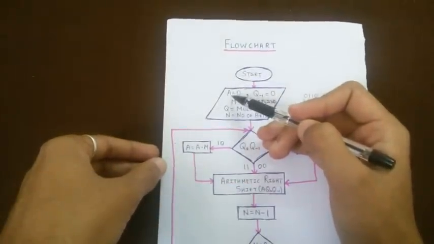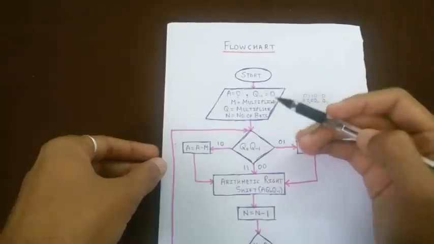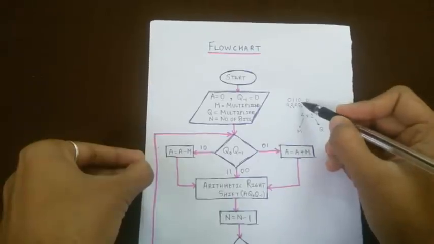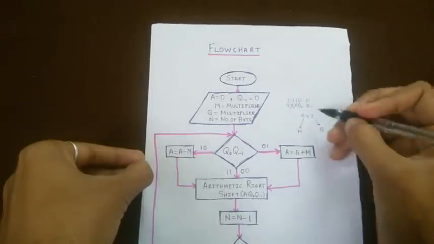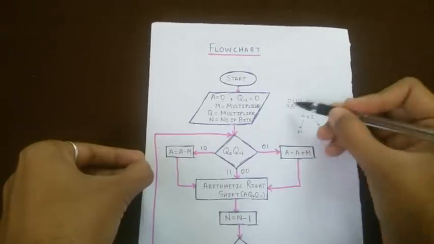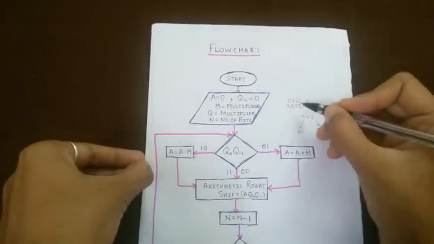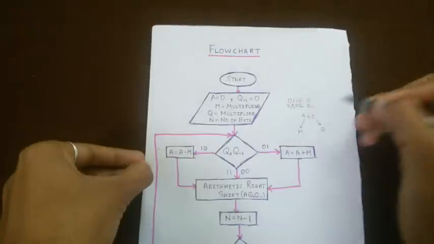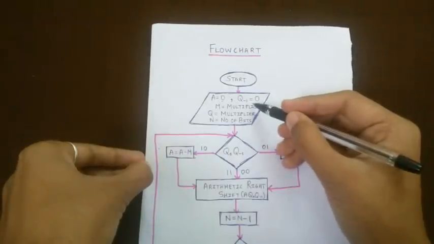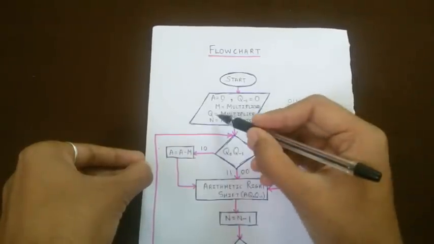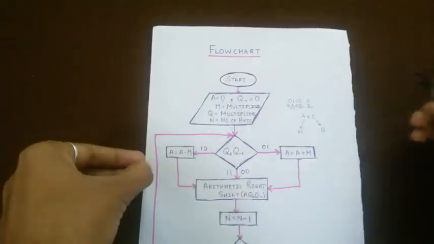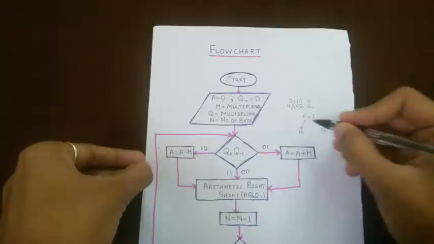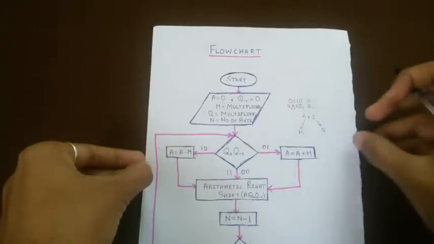Here A stands for accumulator, which is initialized to 0. Q minus 1 is the bit which comes exactly after Q0. For example, if we have the binary number 01100 and if 0 is the Q0, then this 0 will be Q minus 1, and here it is initialized to 0. M is the multiplicand, Q is the multiplier, and N is the number of bits. For example, if we are multiplying 4 into 2, so 2 is the multiplier and 4 is the multiplicand.